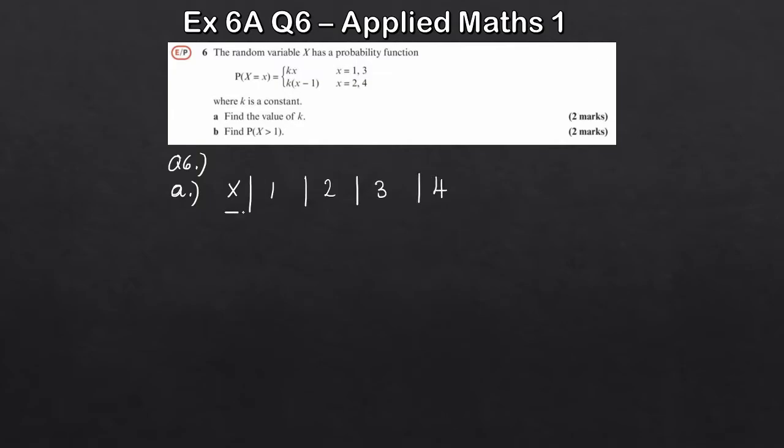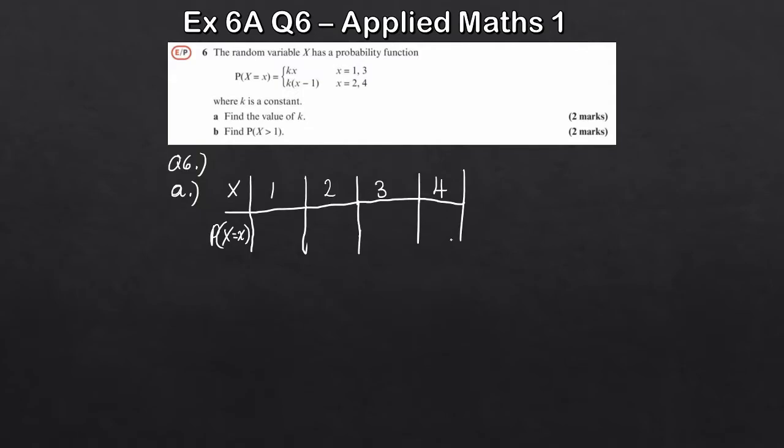Make sure yours is a bit neater than mine. This is x is equal to little x. So the values in the bottom row here will be my probabilities. Mine's really messy, but as long as you get the idea from it, that's the most important thing.